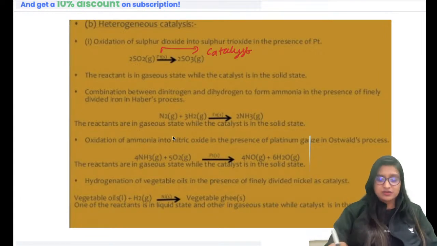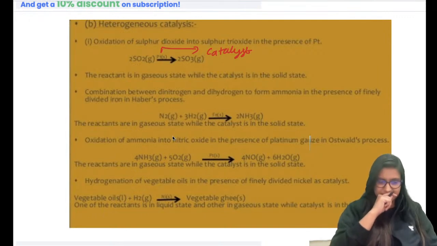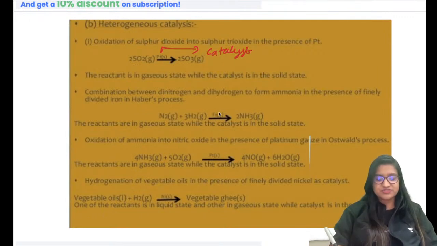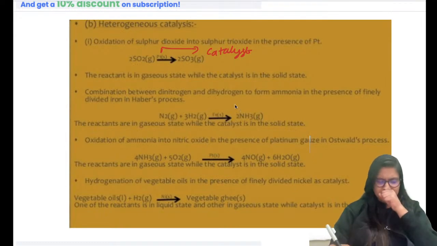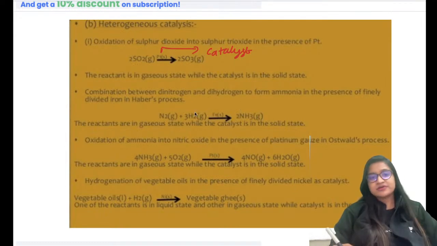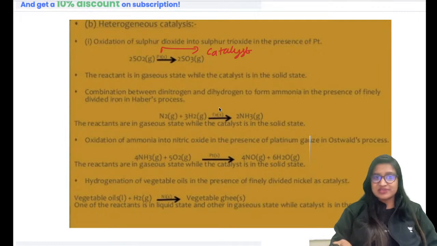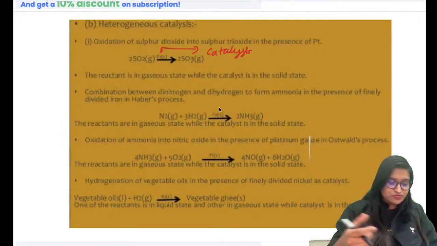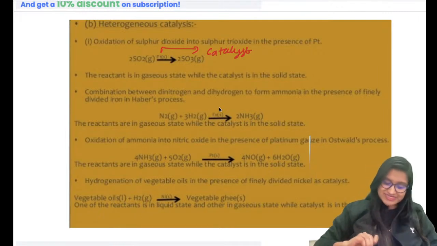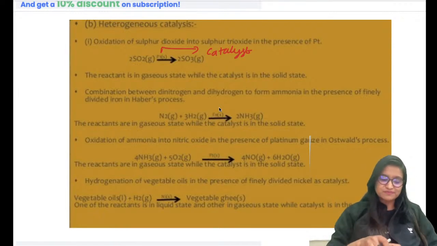So here we are not using molybdenum. What we are using? Shaista. Okay, very different name. Hi beta, how are you?